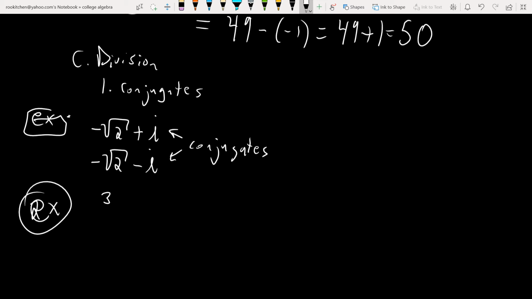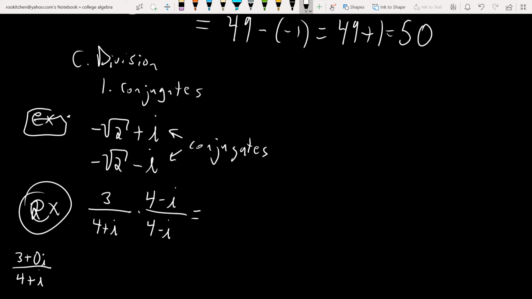We have 3 divided by 4 plus i. First off, these are both complex numbers. It may not look like it, but 3 is the same as 3 plus 0i. So you're dividing 3 plus 0i by 4 plus i, and we want to put it in standard form, a plus bi. We can't leave it like this. So I'm going to multiply top and bottom by the conjugate of the denominator. If the bottom is 4 plus i, multiply top and bottom by 4 minus i.